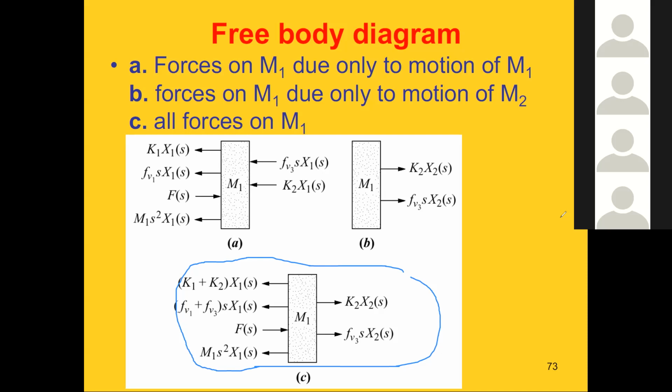Plus times x1 dot, plus the mass M1 times x1 double dot, equals f of t plus K2 x2 plus FV3 x2 dot. Question number 1. Now I will share.